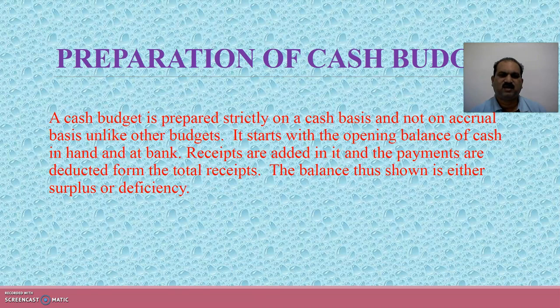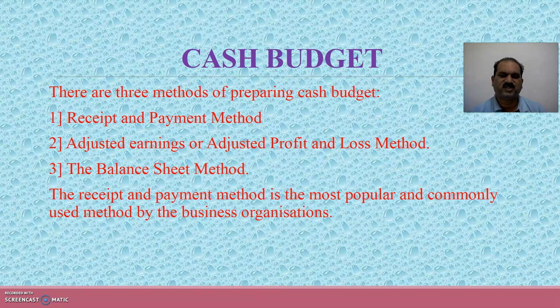Preparation of cash budget. A cash budget is prepared strictly on a cash basis and not on accrual basis, unlike other budgets. It starts with the opening balance of cash in hand and cash at bank. Receipts are added to it and the payments are deducted from the total receipts. The balance thus shown is either surplus or deficient.